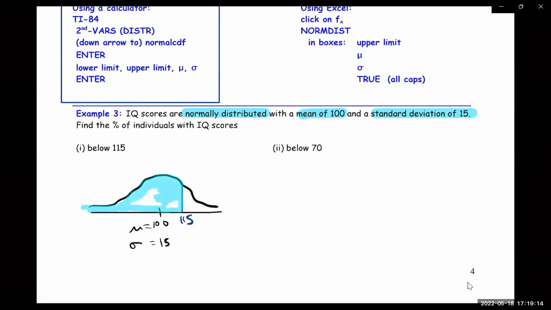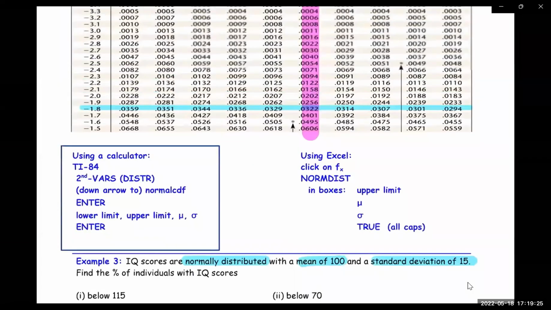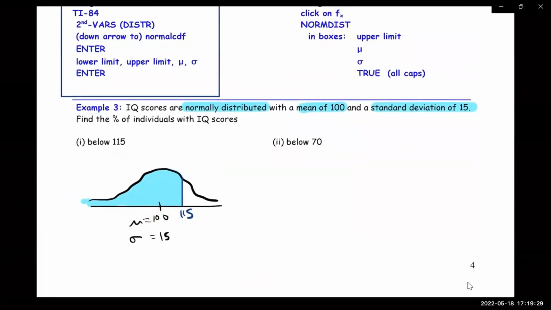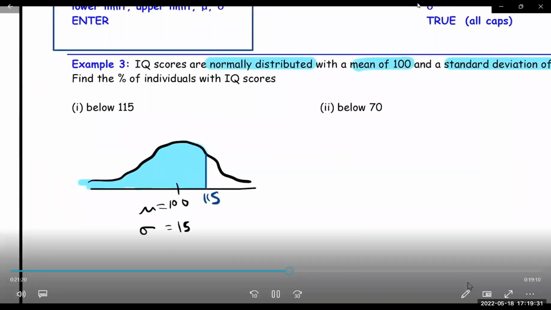All right, so now we have to find the area that I just shaded. We have to find this area. We can't use a table because the mean is not 0. You can only use the table if the mean is 0. So let's do it 2 ways. Let's use a calculator for now, and then I'll show you how to do it with the table.